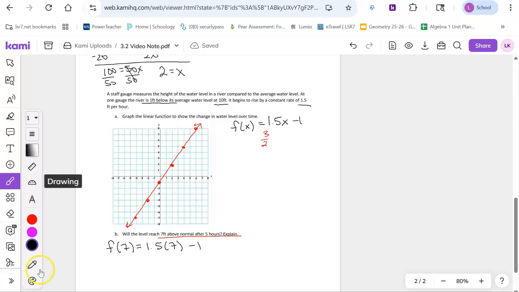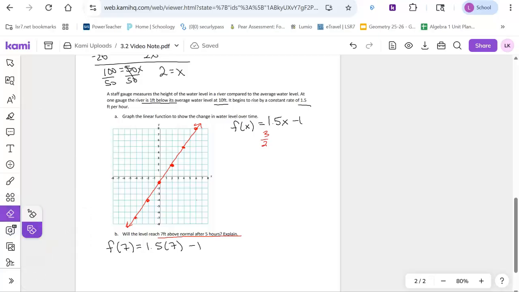Okay, so I set this up wrong. I put times 7 because that's 7 feet. That's your range. I need to put in 5 hours because it's after 5 hours. So that is my fault. I apologize. Sometimes I make mistakes too.